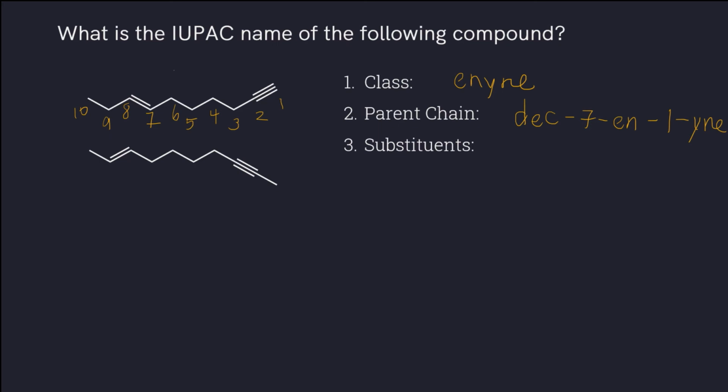But this double bond also exhibits stereoisomerism. So this is once again an E. So 7E-dec-7-en-1-yne, or trans-dec-7-en-1-yne.